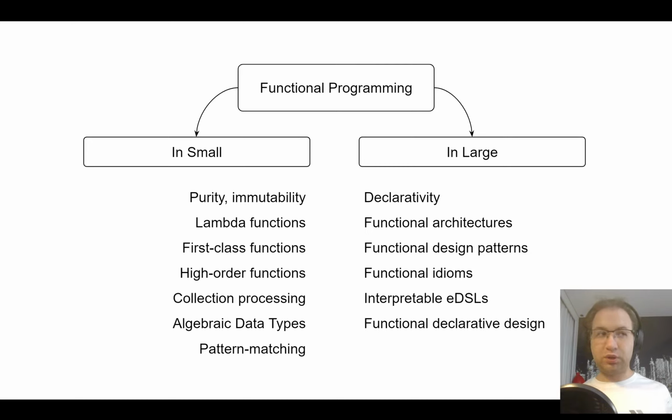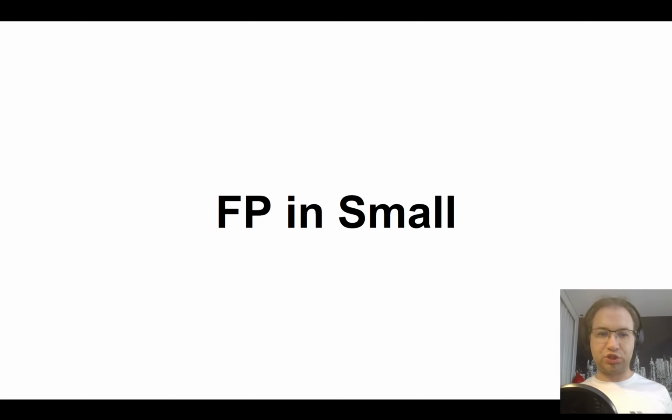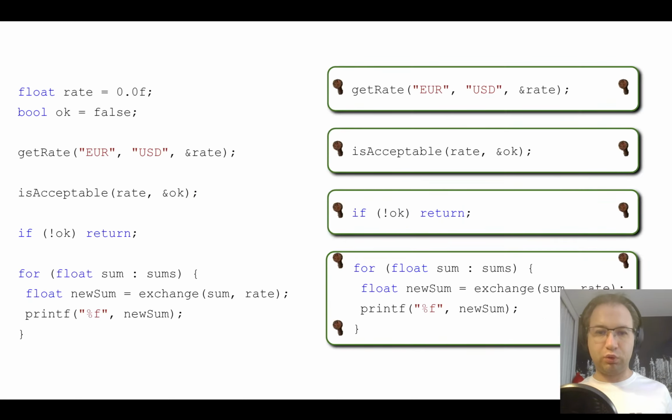When we are talking about constructing whole systems with functional programming ideas, it's functional programming in large. We can use declarativity, we can apply functional architectures, design patterns specifically suitable for functional languages, idioms, EDSLs, and other things. So yes, we will focus on FP in small. I want to emphasize the point that it's everywhere, and we do not need to learn some exotic languages to do functional programming. So functional programming in small.